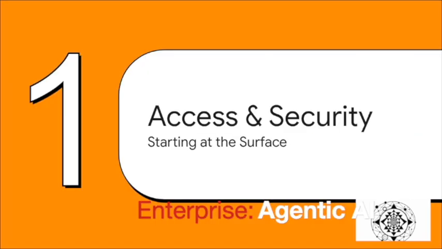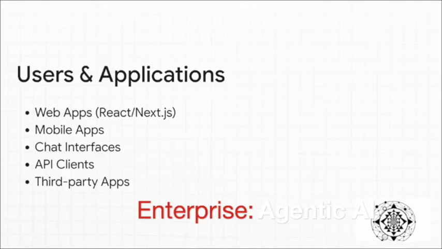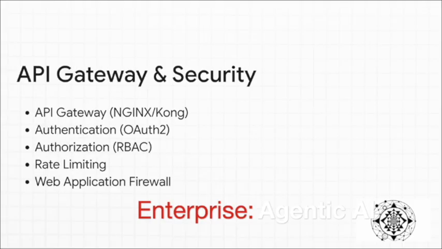Starting off with Section 1, the access and security layer, basically where everything hits the surface. Every enterprise platform has to begin with its consumers. And it really doesn't matter if a user is chatting through a React web app or maybe a developer is hitting an API using Postman. The point is, every single request enters through the exact same governed orchestration pipeline. There are no backdoors. Because, let's be real, security is absolutely the first requirement.